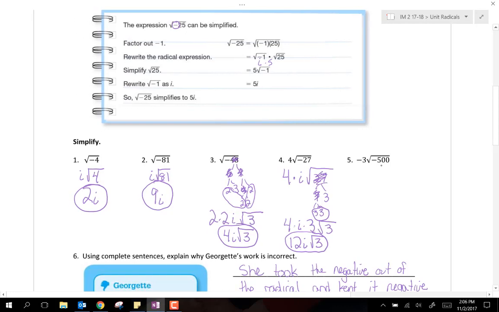Number 5, we got -3 times that, so it's -3i root 500. And we break this down. If we notice, it's 5 times 100. 100 is 10 times 10. So I bring out a 10 times the -3, that's 30 there, times the i, with 5 left over. So it's -30i root 5.